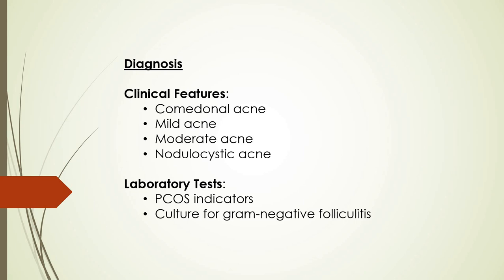Laboratory tests. Laboratory testing may be indicated in specific situations. PCOS: in female patients with oligomenorrhea, hirsutism, and/or acanthosis nigricans, tests should include total and free testosterone, DHEAS, androstenedione, luteinizing hormone, and follicle-stimulating hormone values, as well as a lipid panel, glucose value, and insulin level. Refractory cases: for cases unresponsive to long-term antibiotic treatment, culture skin lesions to rule out gram-negative folliculitis.